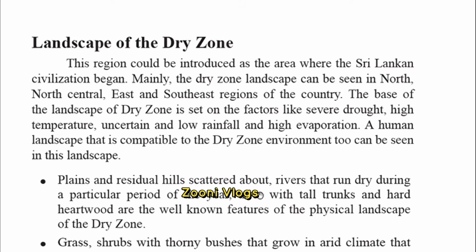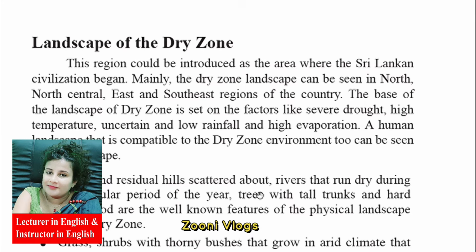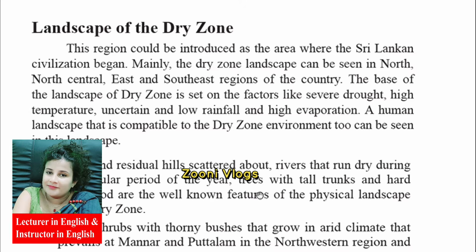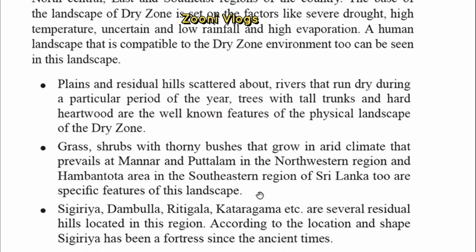You have to take a lot of water, and you can see dried soil, dried earth, dried trees with dried leaves and all. And here you can see grasses, shrubs with thorny bushes, and tall trunks with hard heartwood. Okay, now here you can see Sigiriya, Dambulla, Rittigala, Kataragama also. All those areas are in dry zone.